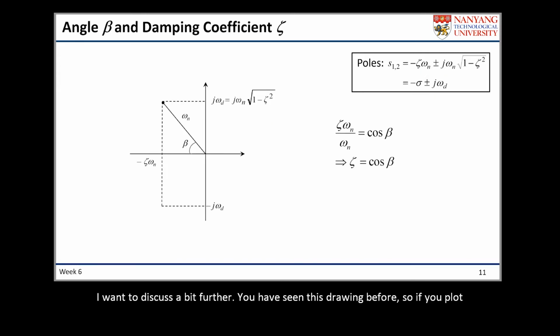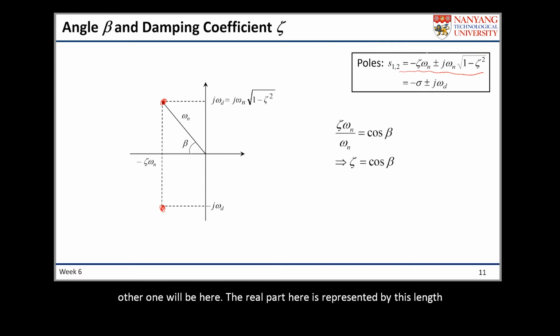One thing that I want to discuss a bit further, you have seen this drawing before. So if you plot the poles of your underdamped second order system in the S-plane, of course, you will have a complex conjugate pair of poles, which is formulated as you can see in this slide, okay? It depends only on zeta and omega n. And if you draw these two poles on the S-plane, one will be here, the other one will be here, right?